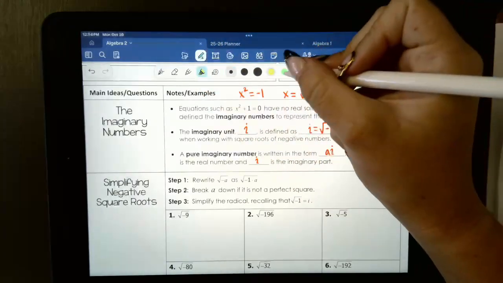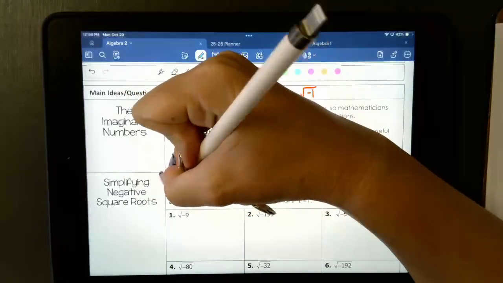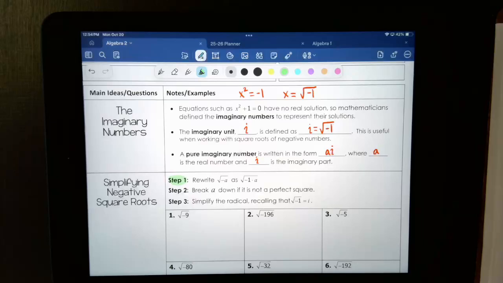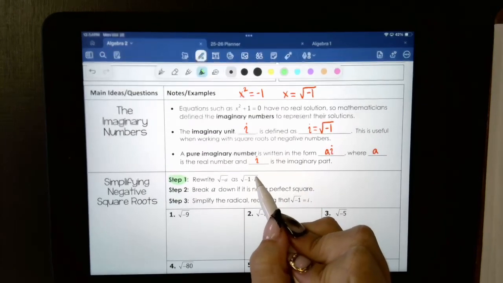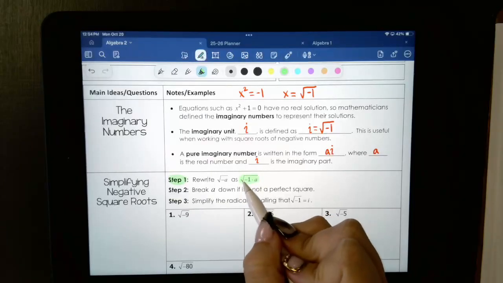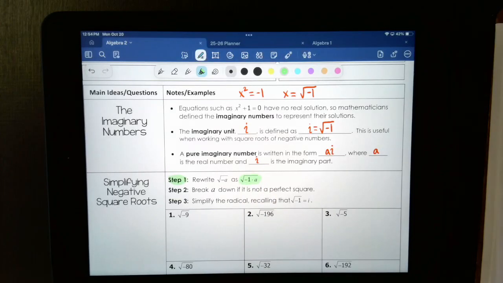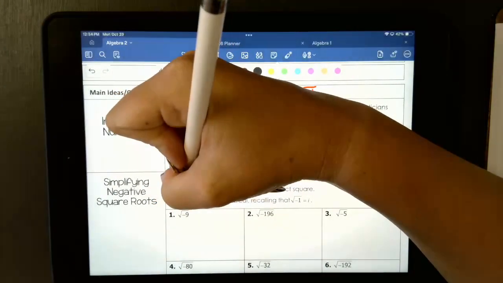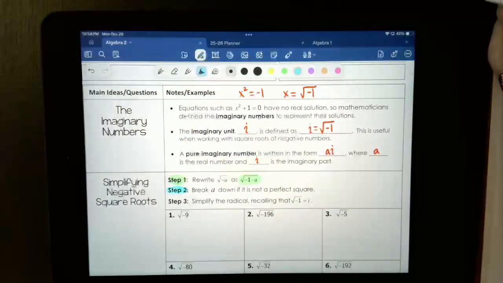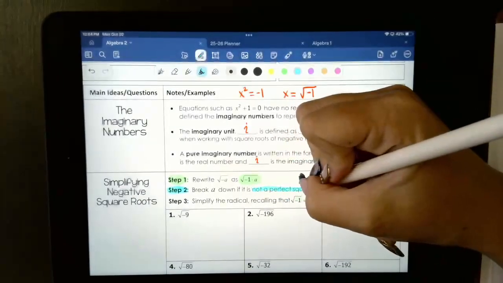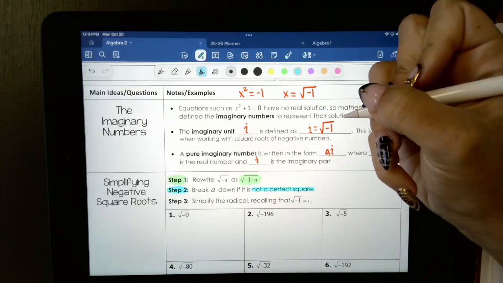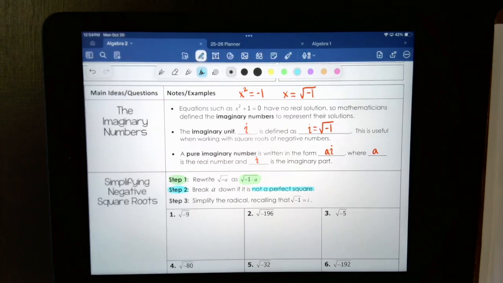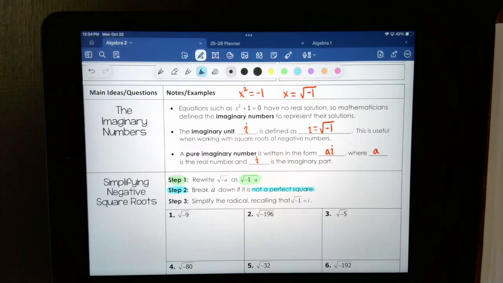So when we're doing this, step 1, we're going to rewrite the square root of -a as the square root of -1 times a. And then for step 2, we're going to break down a if it's not a perfect square. So if it's not a perfect square. And we've got all of the perfect squares right up there above the board.